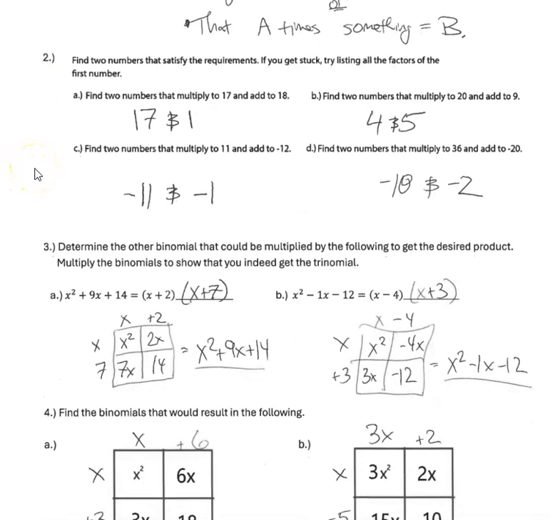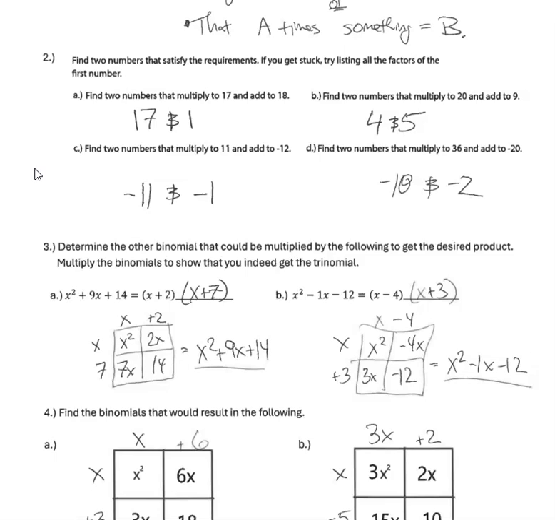Now on to number 2. Number 2 is just working with trying to figure out what are two numbers that multiply to get you something and add to get you something else. So it says two numbers that multiply to get you 17 and add to get you 18. Well, since 17 is prime, you know it's either going to be 17 and 1 or negative 17 and negative 1. Those are the only possibilities. 17 and 1 gets you positive 18, negative 17 and negative 1 gets you negative 18. So we know the winning pair is going to be 17 and 1.